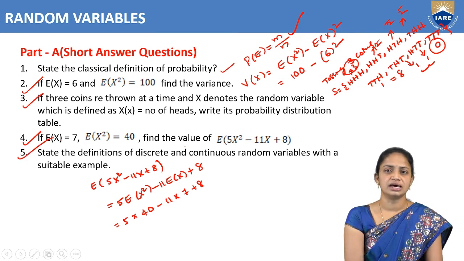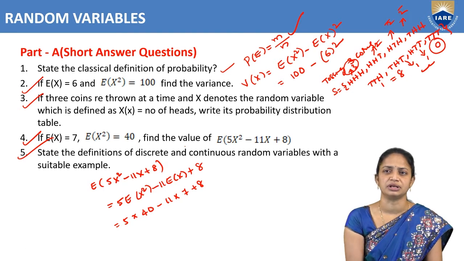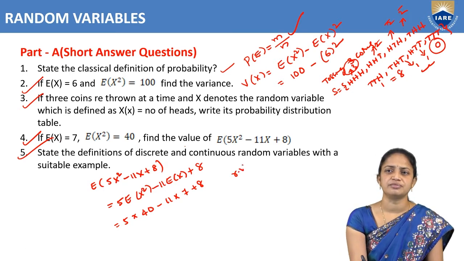Now coming to the question: state the definition of discrete and continuous random variables with an example. Actually random variables are of two types. The first one is discrete random variable and the second one is continuous random variable.